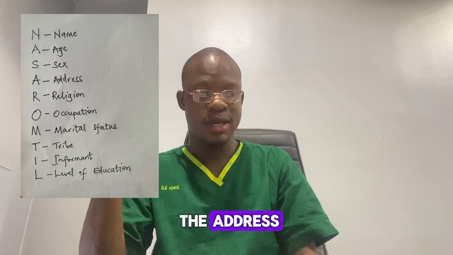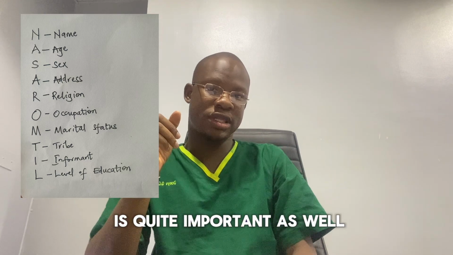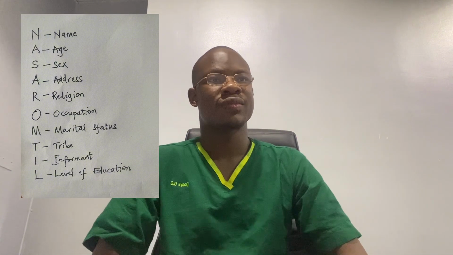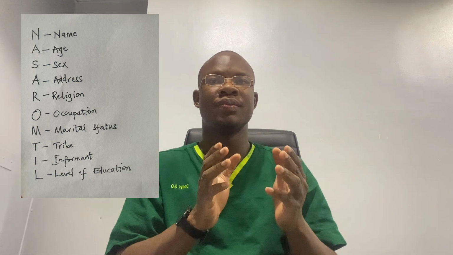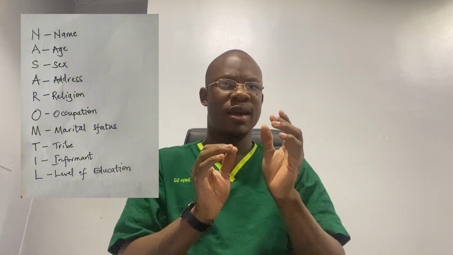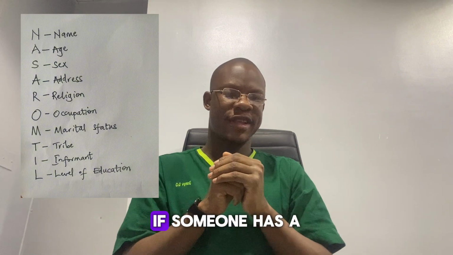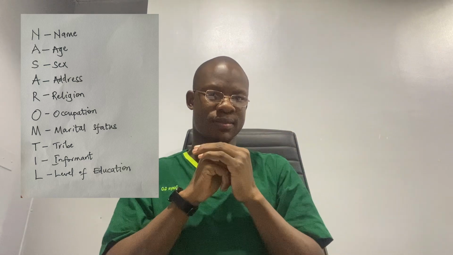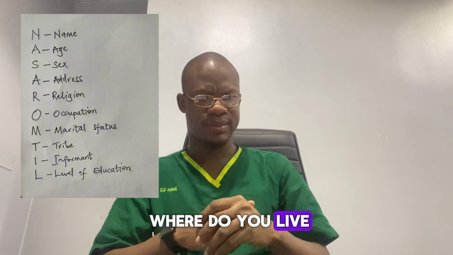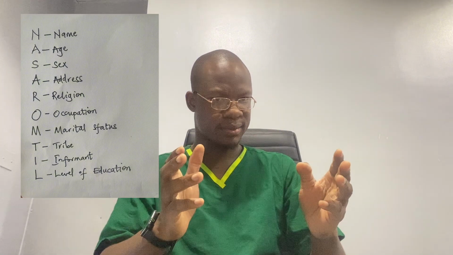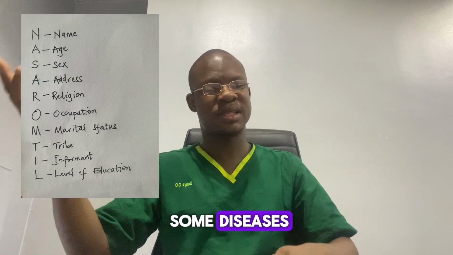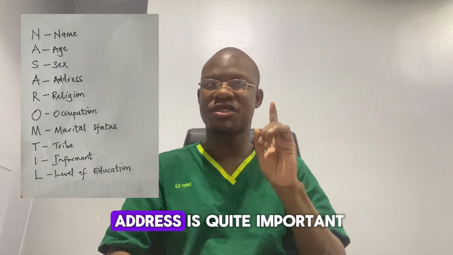Moving on to the address. Now this address is quite important as well. You're asking the patient, please ma, or please sir, where do you live? Where do you stay? For example, if someone has cholera, the address might be important. If someone has a viral hemorrhagic fever, the address might also be important. You want to know where you live, where you stay. Is that place a breeding site for some diseases? All right. So the address is quite important.